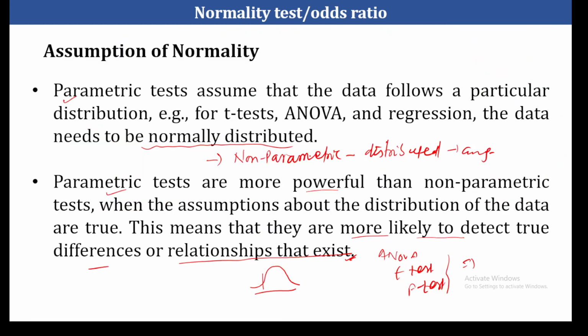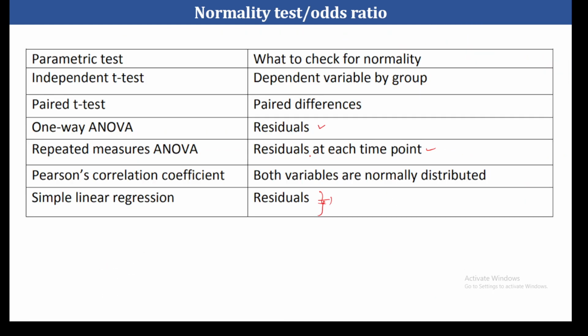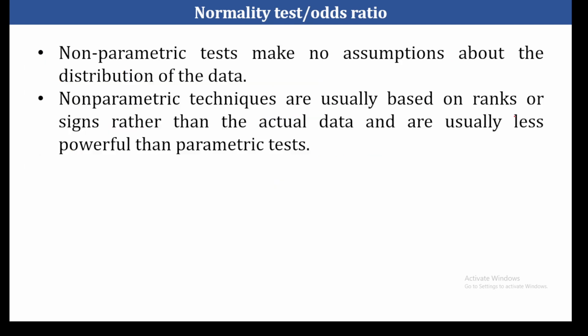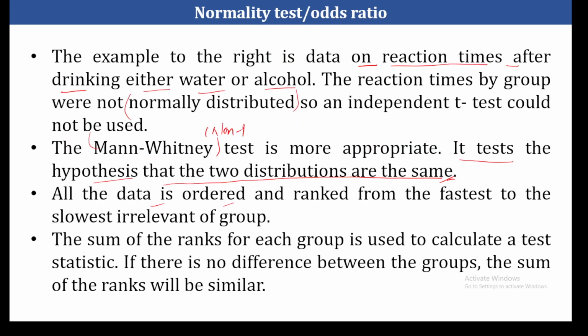Then we have one more thing: the parametric tests and what to check for normality. Independent t-test: the dependent variable by group. Paired t-test: the paired difference. One-way ANOVA: the residuals, it's the error. Repeated measures: the residual at each point. Pearson correlation coefficient: both variables should be normally distributed. And simple linear regression: again checking with the residuals. Okay.